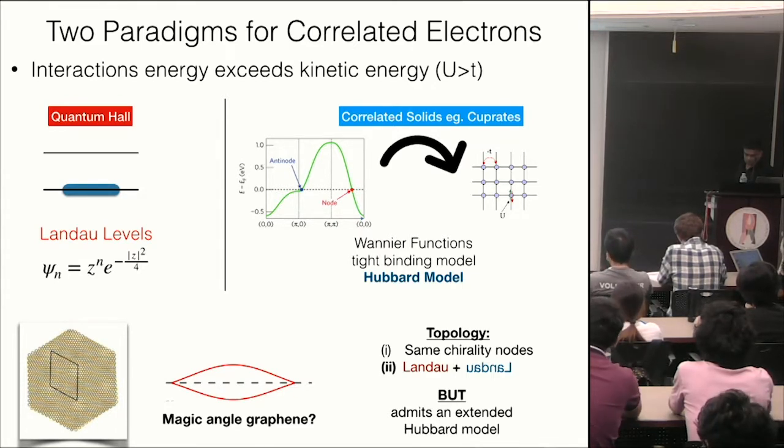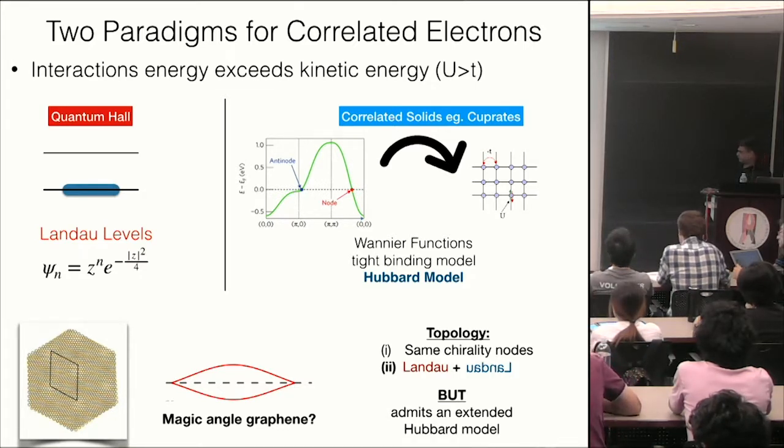So I'll try to explain that as we go along, and that's the two parts of my talk. I'll try to give you a description of these bands in momentum space, where you'll be able to see this topology. And towards the end, I'll tell you about our work on trying to make Hubbard models, extended Hubbard models, for them.